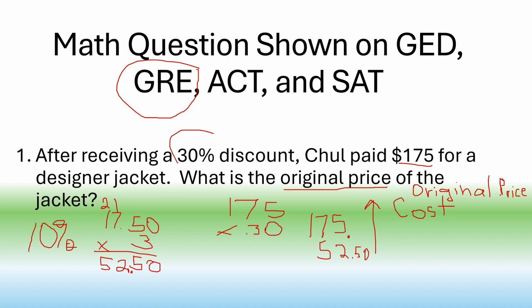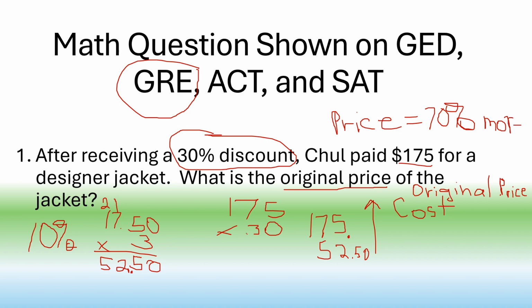If they received a 30% discount, that means that the price was what? 70% of the original. So this is what you have to think about when you get ready to do these questions. And I'm going to put at the end what the original question choices were. But for right now, we're going to get the concept.